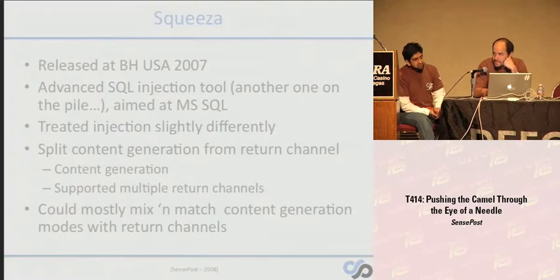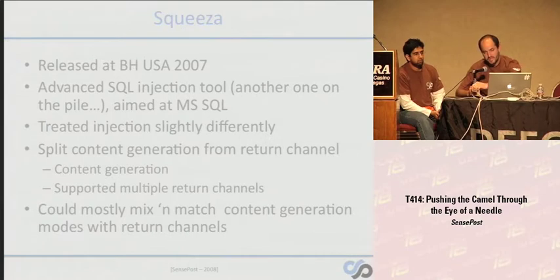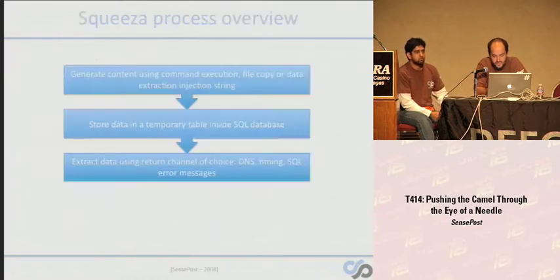Squeezer had a slightly different approach to injection, and that was that it split the generation of data that it would extract from the way that the data was extracted. And that had a couple of quite nice benefits for us. It meant that you could do a bunch of stuff in order to grab data on the database, and then you could use a number of other techniques to extract it. That gave you the ability to mix and match generation modes with return channels.